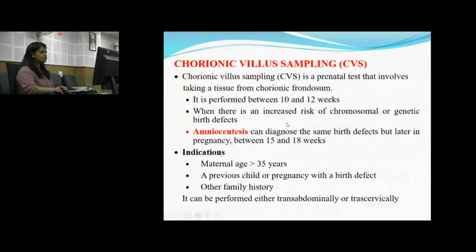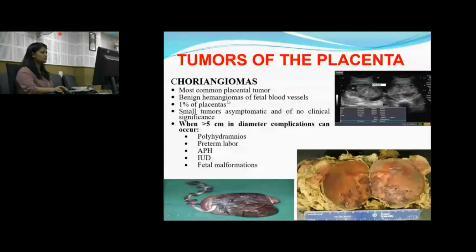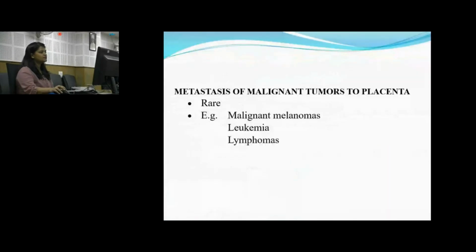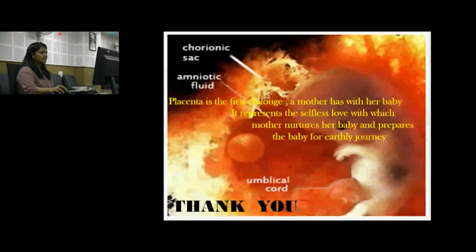We'll skip these procedures. Then coming on to the tumors of the placenta, chorioangioma is the most common placental tumor, a benign hemangioma of the fetal blood vessels, seen in 1% of placentas. When more than 5 cm in diameter, the complications can be polyhydramnios, preterm labor, APH, IUD, and fetal malformation. This is a chorioangioma, a tumor of the placenta. There may be metastasis of malignant tumors to the placenta. And that is all about my lecture.